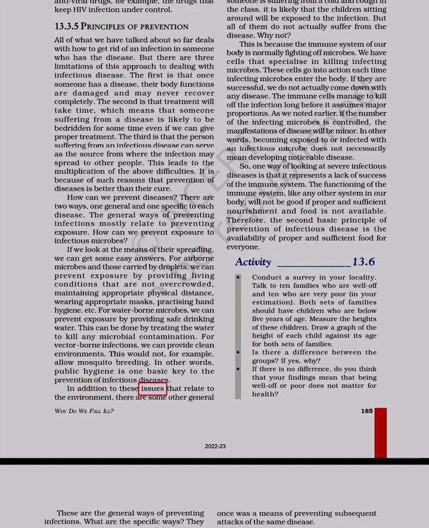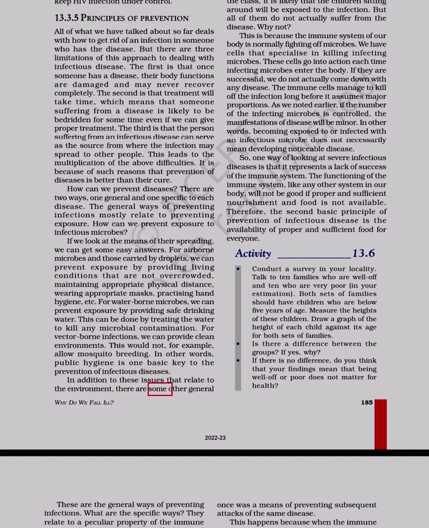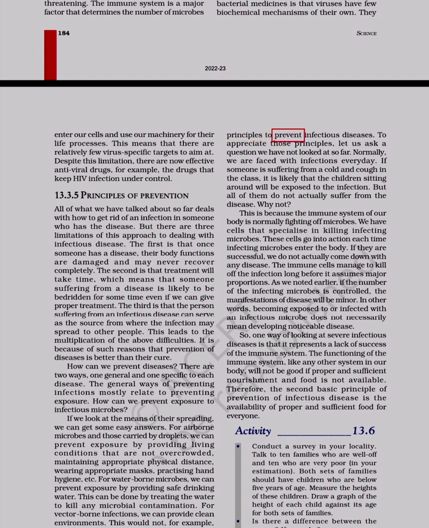In addition to these issues that relate to the environment, there are some other general principles to prevent infectious diseases. To appreciate those principles, let us ask a question we have not looked at so far. Normally, we are faced with infections every day. If someone is suffering from a cold and cough in the class, it is likely that the children sitting around will be exposed to the infection, but all of them do not actually suffer from the disease. Why not? This is because the immune system of our body is normally fighting off microbes.